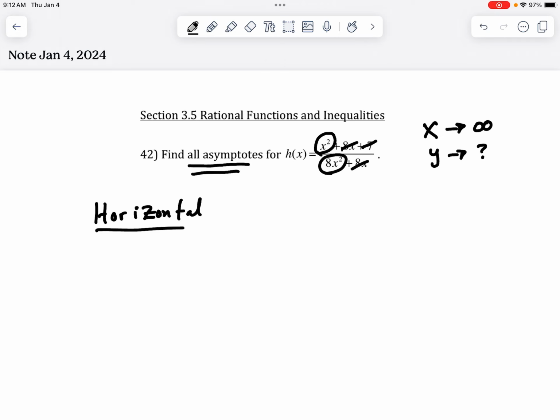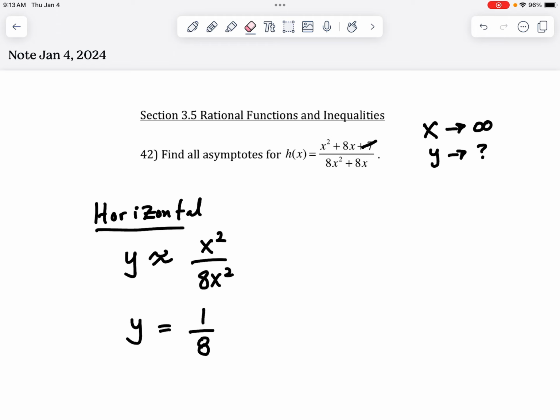So for the horizontal asymptote, I can say that the y value is approximately like x squared divided by 8x squared. And then those x's are going to cancel, and it's going to leave y equals 1 over 8. All right, then the vertical asymptote.